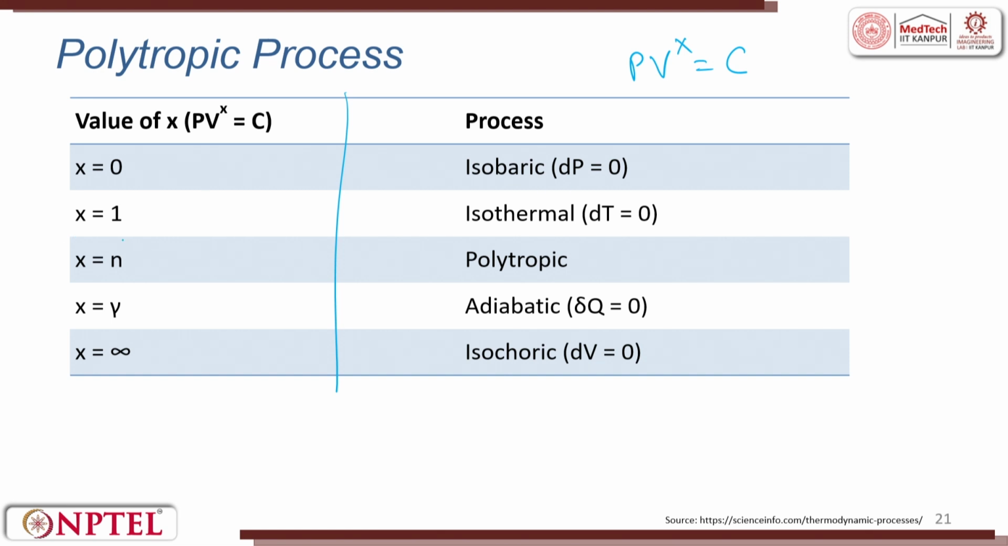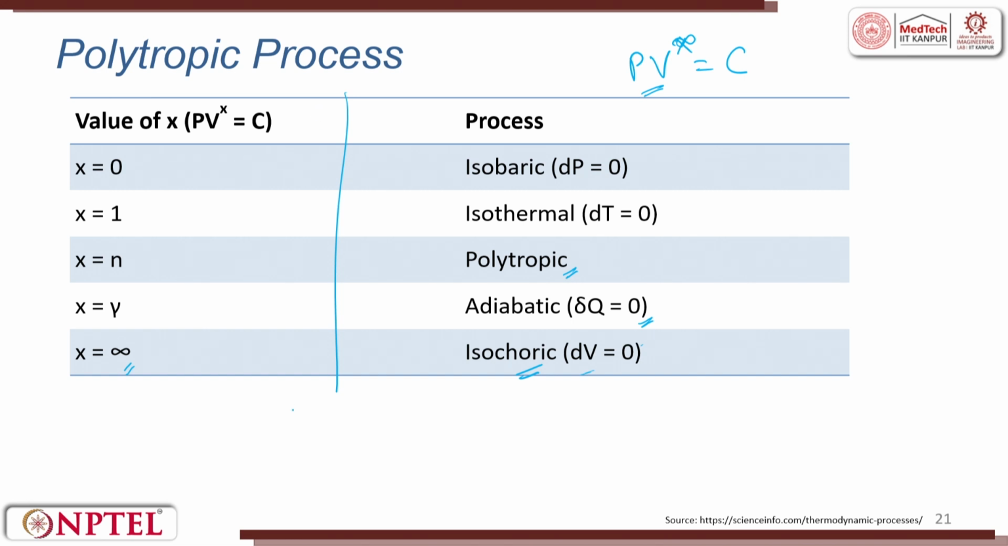When we take X equal to 1, then it is PV equal to a constant. So, then it is called an isothermal process. When X equal to n, then it is called a polytropic process. If X equal to gamma, then it is called an adiabatic process, where dQ entropy is 0. When X equal to infinite, then it is an isochoric process, dV is equal to 0.